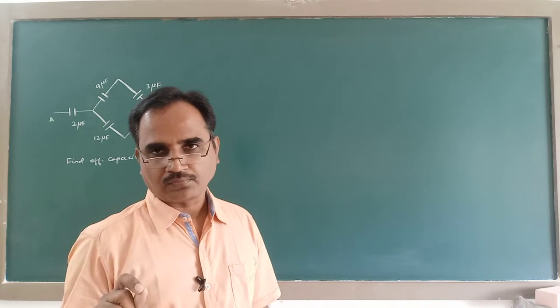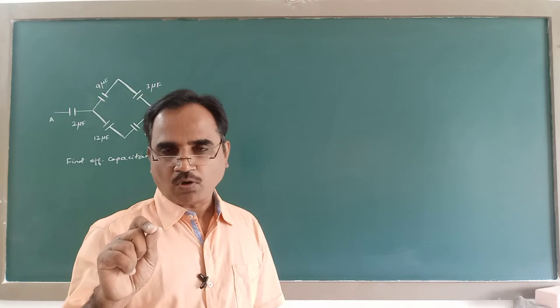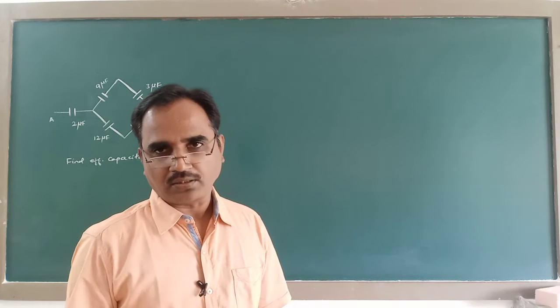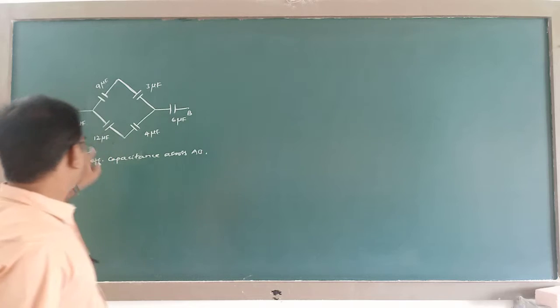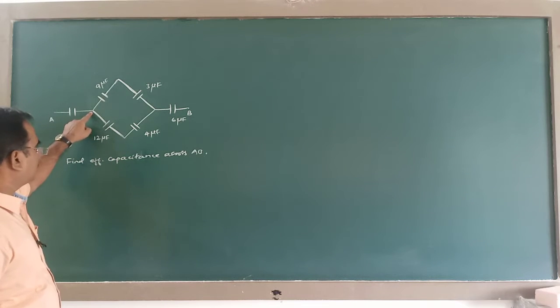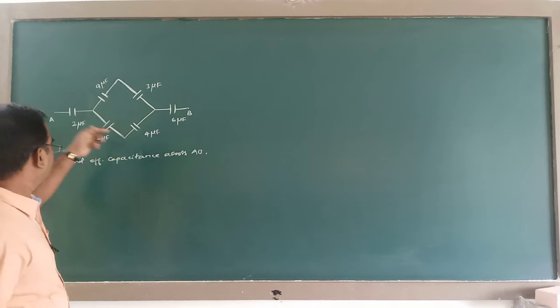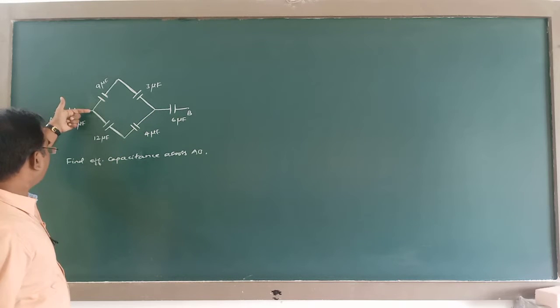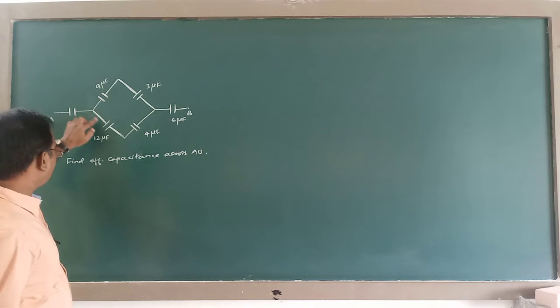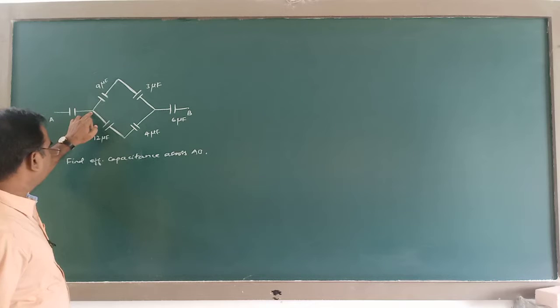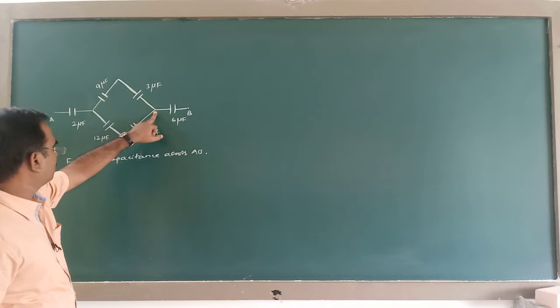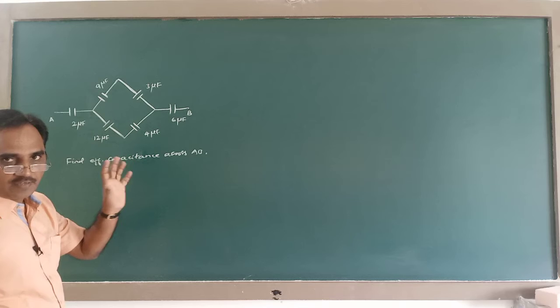In these types of problems, first you have to identify the junctions. A junction is a point where two or more conductors meet. Here, this is one junction, this is another junction, because one conductor from here, another from here, another from here, are joining. So also this point. So these two are the junctions. You identify the junctions.